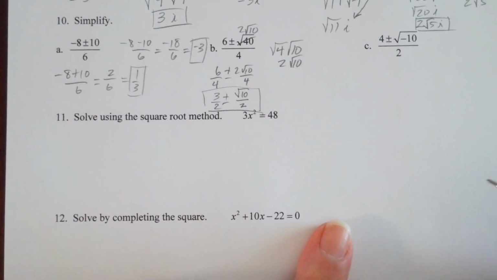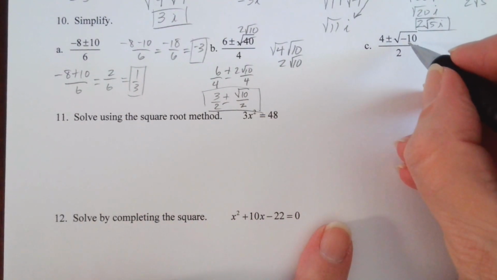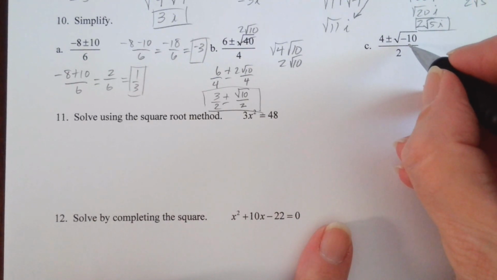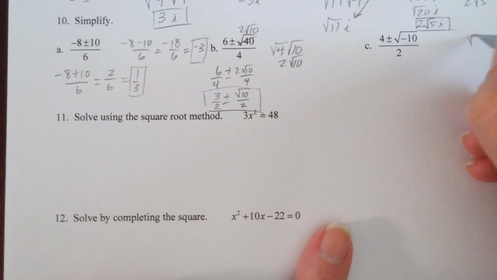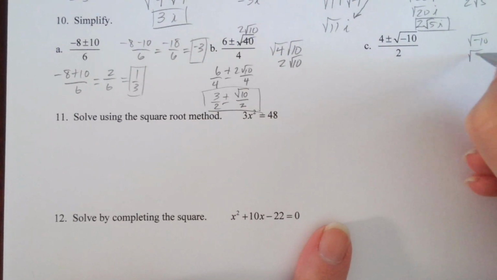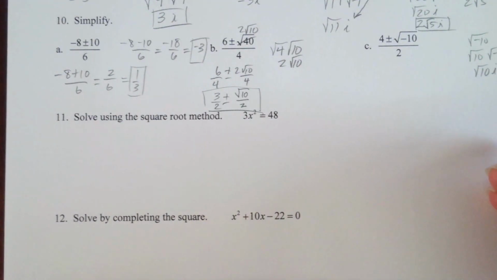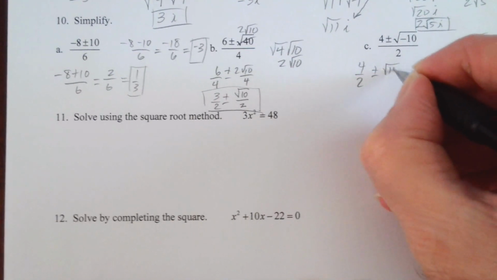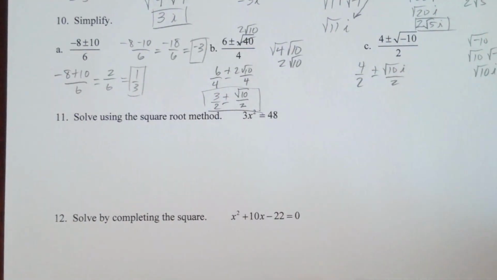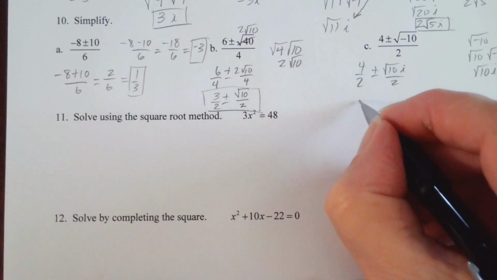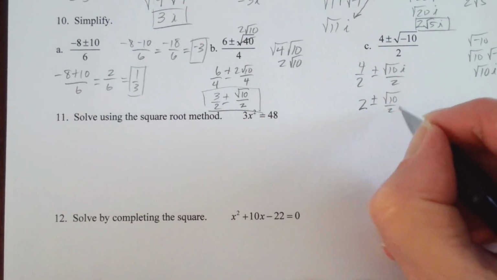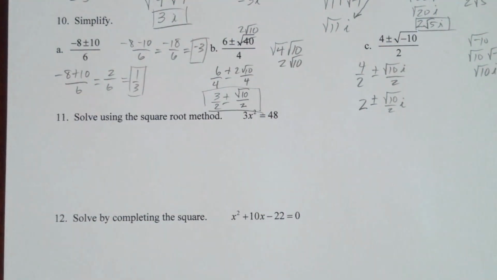Let's go on to letter C. Now for this radical, there are no perfect square factors of 10, but we do have a negative under the radical, so we can pull out an i. Remember, this is the square root of 10 times the square root of negative 1, or the square root of 10 times i. So we have 4 over 2, plus or minus square root of 10 times i over 2. And of course, 4 over 2 is 2, so we have 2 plus or minus the square root of 10 over 2 times i.